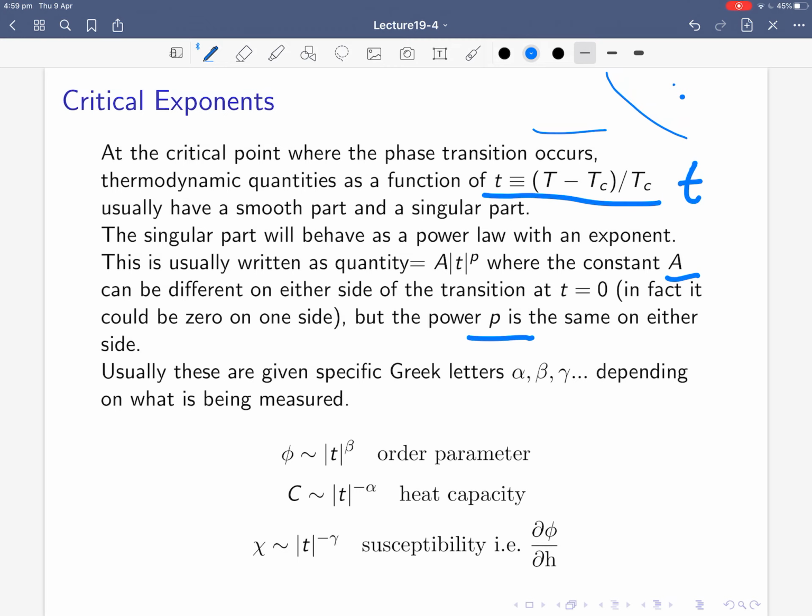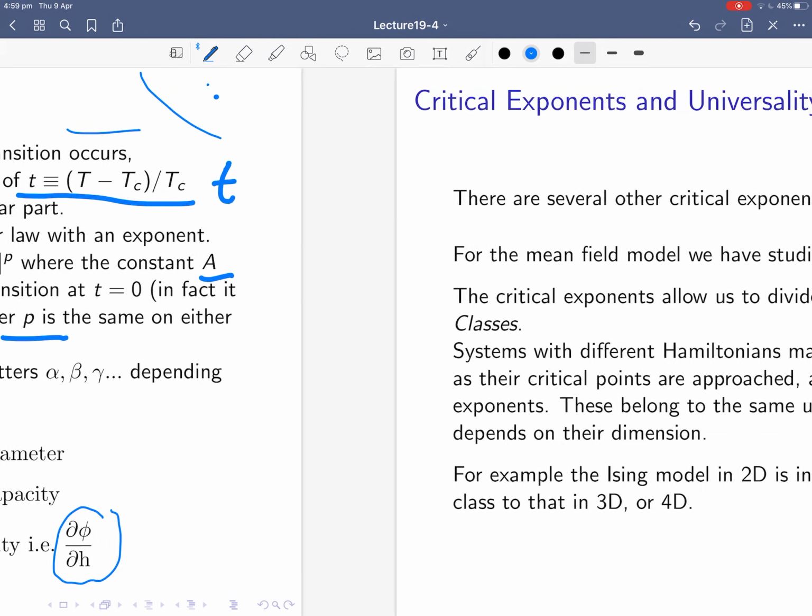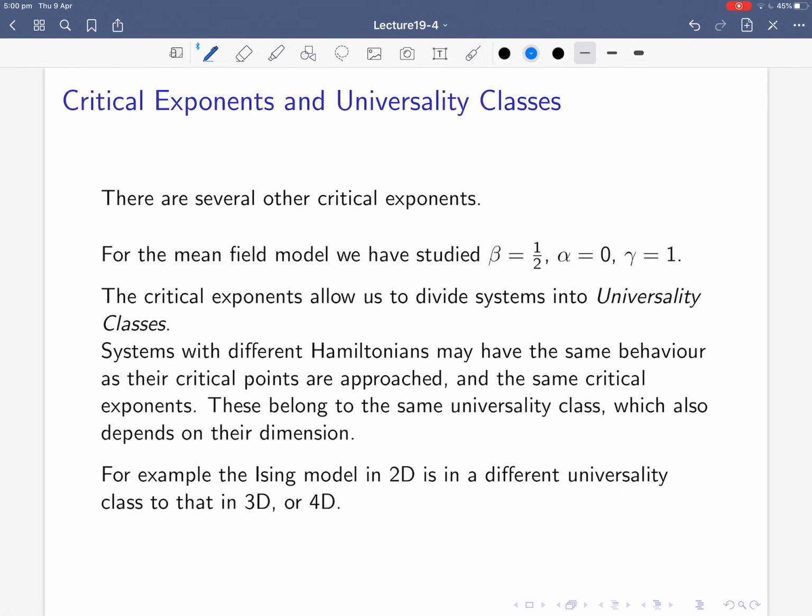And we give these things specific Greek letters, alpha, beta, gamma, etc., depending on what's being measured. So, for instance, if you measure the order parameter, the relevant critical exponent is called beta. If you measure the heat capacity, the relevant exponent is minus alpha. And the susceptibility, which is how the order parameter varies with the applied field, if there is an applied field, is minus gamma. So there are all these different things you can measure. Now, there are several other critical exponents which we're not going to deal with, but let's just deal with the 3: alpha, beta, and gamma.